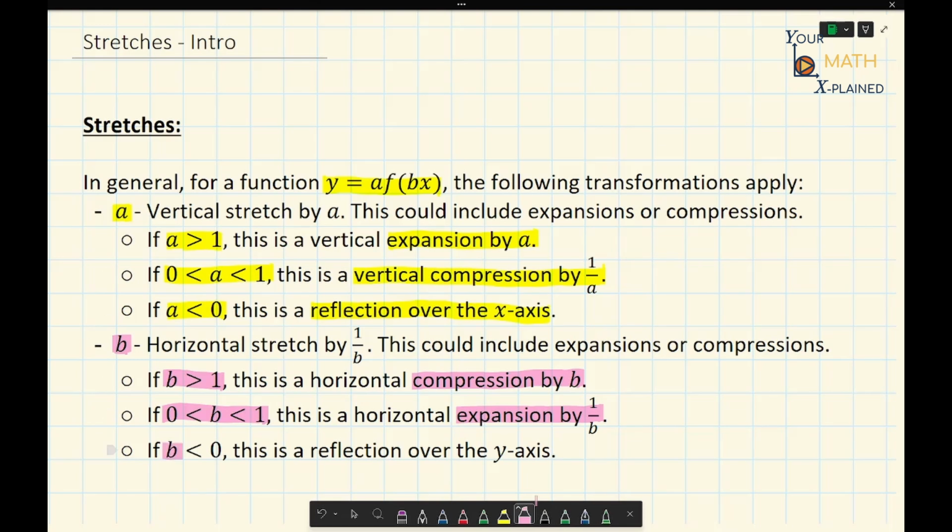And now if we have b is less than 0, it is going to be a reflection over the y-axis. And similarly to what happens with a, you could have expansion and compression in addition to the reflection.